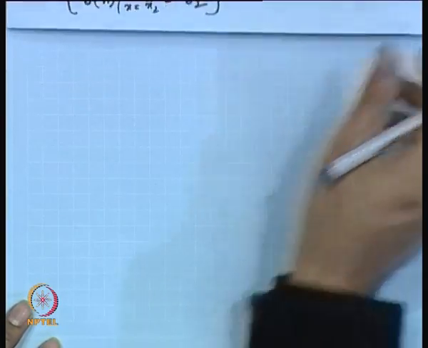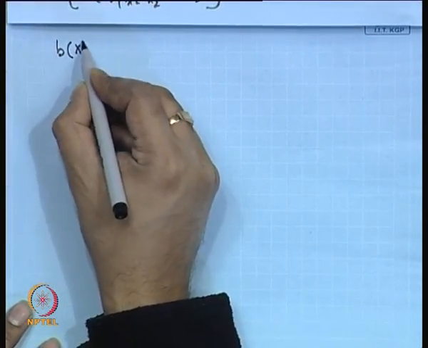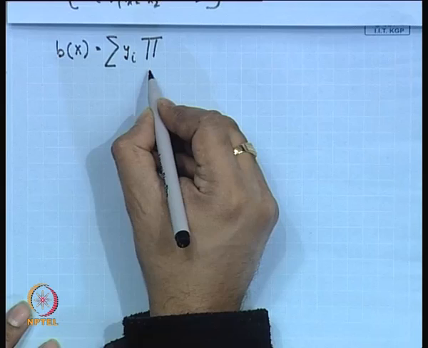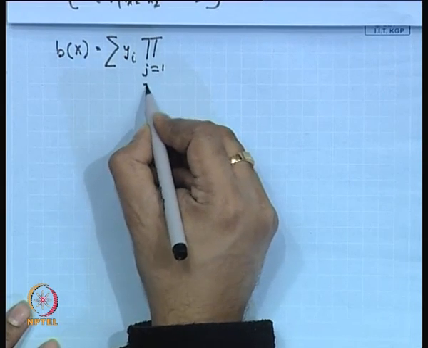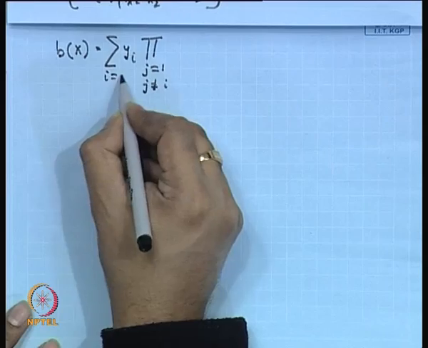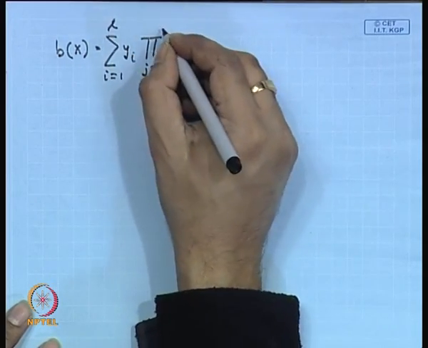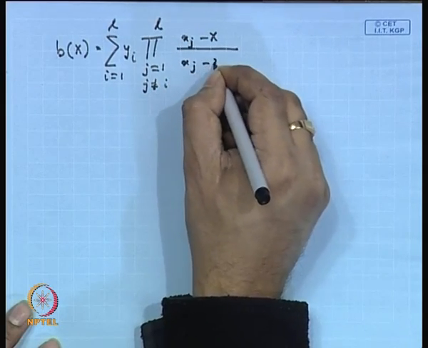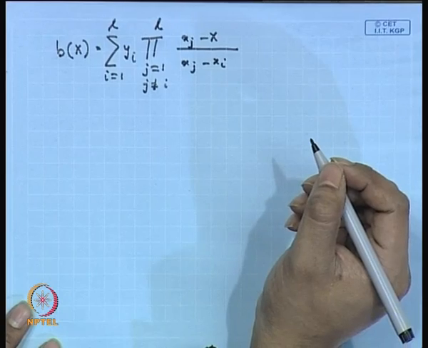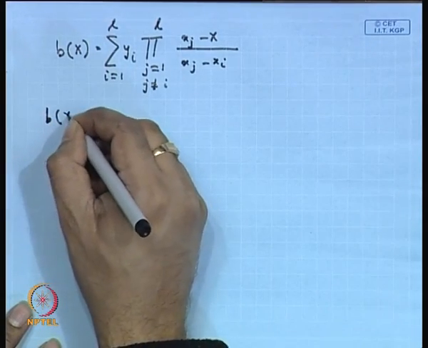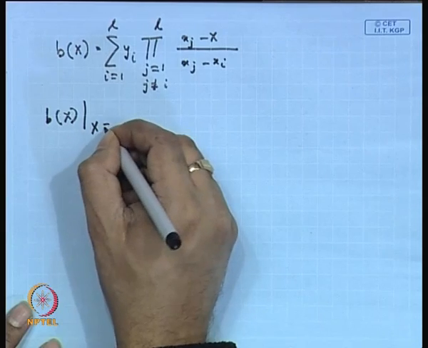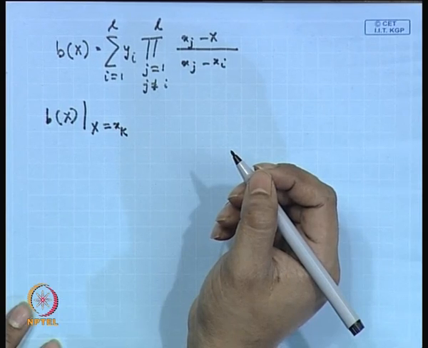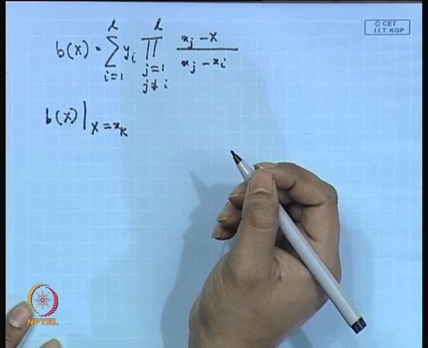Therefore, you can actually say that your B(x), writing down again, B(x) was equal to the sum of y_i times the product for j equal to 1, j not equal to i, up to L, of (x_j minus x) divided by (x_j minus x_i). This was the original formula, right. So let us compute this value of B(x) at the point x equal to some value, say x_k.